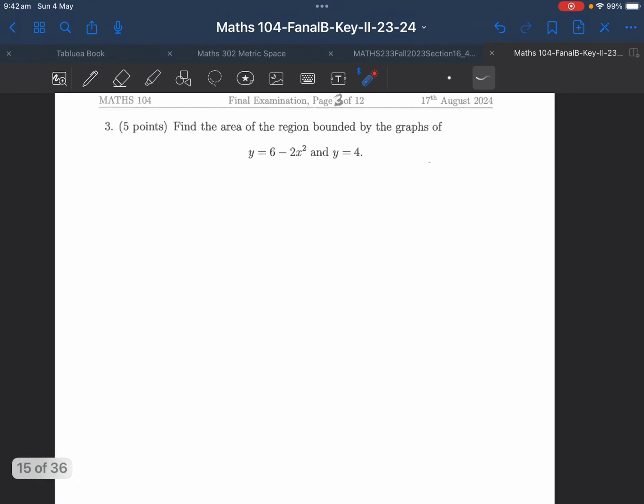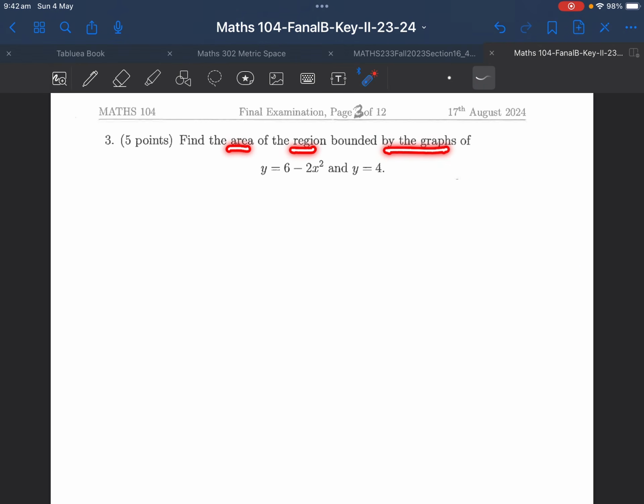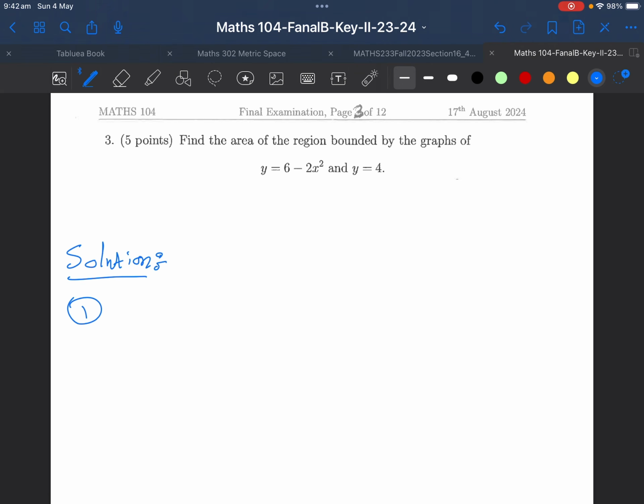Now for this one, we need to find the area of the region bounded by the graphs. Remember, in order to find the area, the first thing, as a solution, is to sketch. So step number 1, we need to sketch the graphs. How do we sketch the graph?